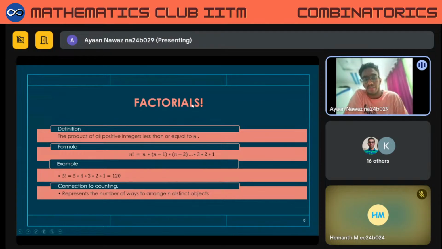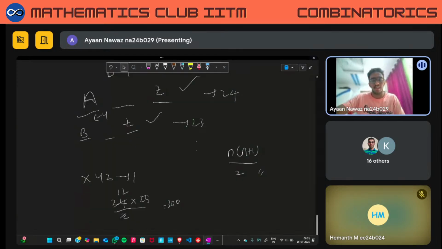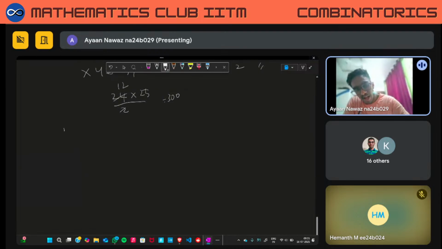Factorials. So the definition of a factorial is the product of all positive integers less than or equal to n. The formula is n factorial is n into n minus 1 into n minus 2 and so on into 3 into 2 into 1. So this is an example of that. Basically, you must be knowing factorials, but still. So the connection to counting is it represents the number of ways to arrange n distinct objects. So basically, if I have n objects and I want to arrange these n objects, the number of ways is n factorial. Why is it n factorial?